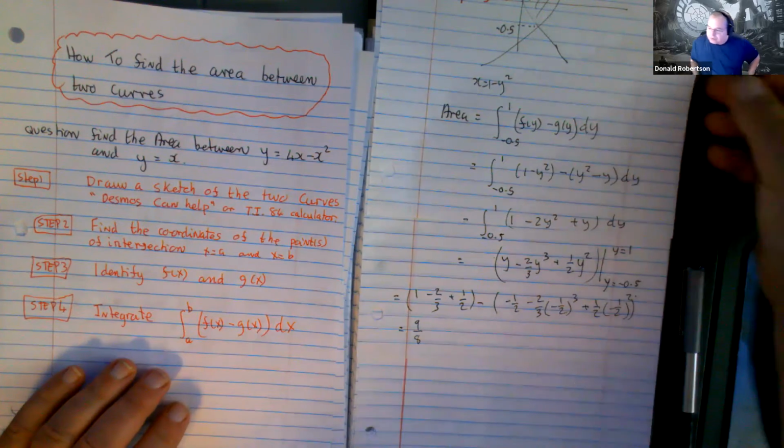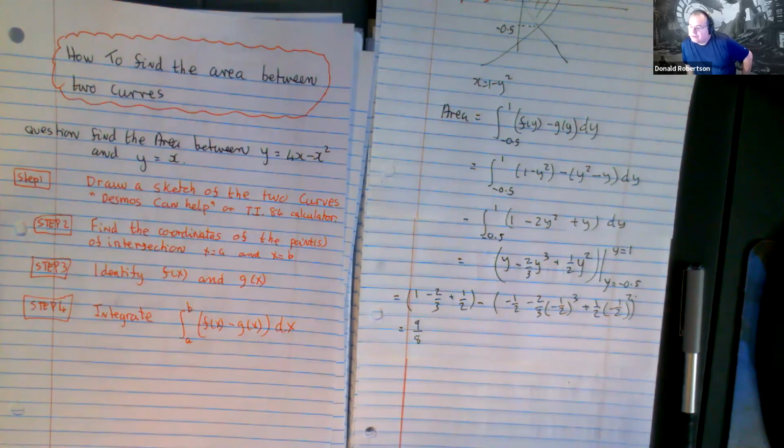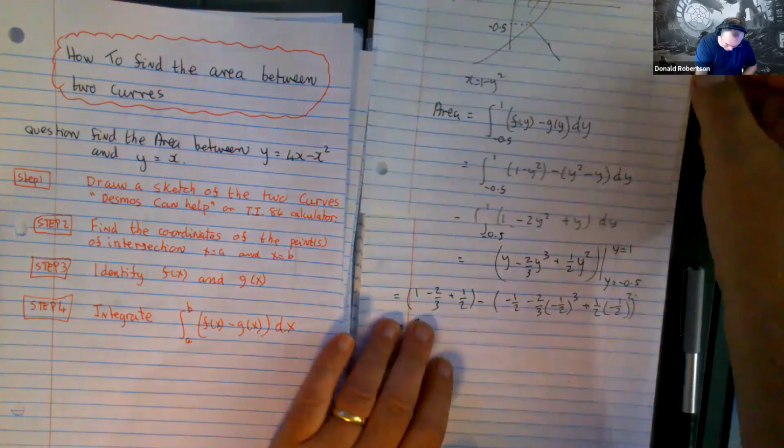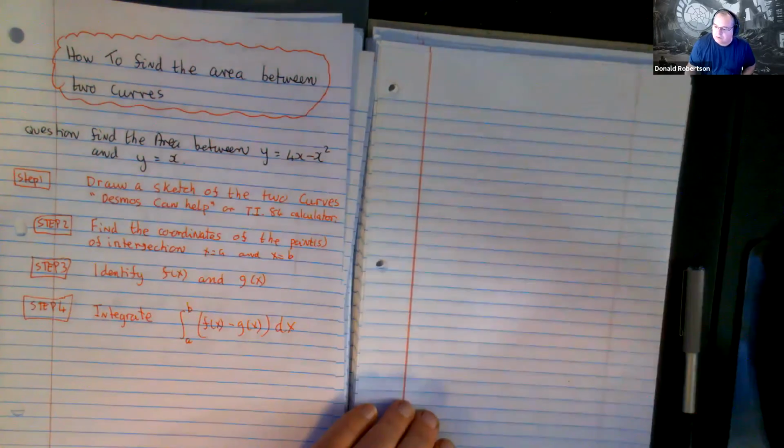Are we okay with that general process then? Because it's very similar to yesterday, isn't it? You're just doing left and right instead of up and down, right? So it's the area between two curves from the left to the right instead of the area between two curves from the bottom to the top. Any questions before I move on?